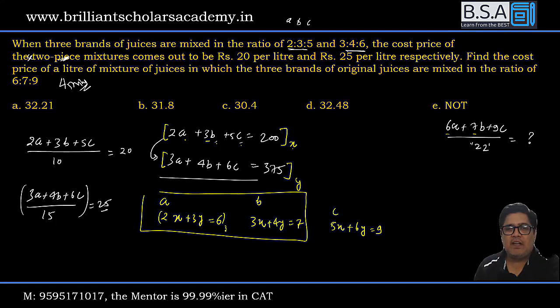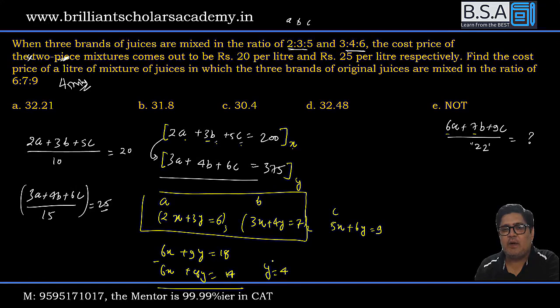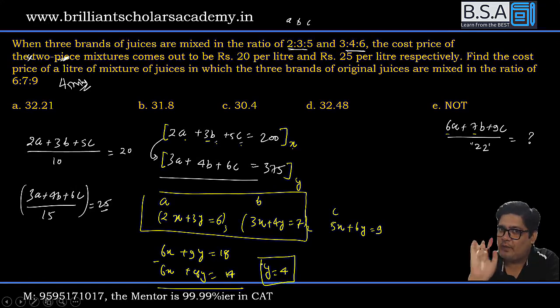तो पहला वाला ट्रिपल, दूसरा वाला डबल कर दो और लिख दो. ट्रिपल कर दिया 6x plus 9y is equal to 18. इसको डबल कर दिया 6x plus 8y is equal to 14. कर दो दोनों को माइनस. How much is y? y is equal to 4. y का वैल्यू फिक्स हो गया.